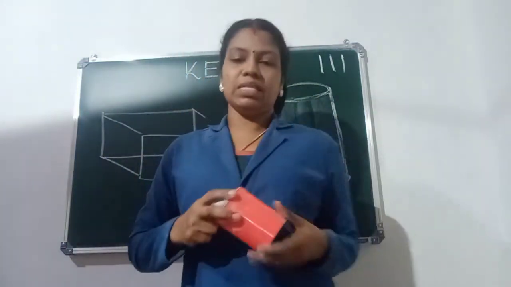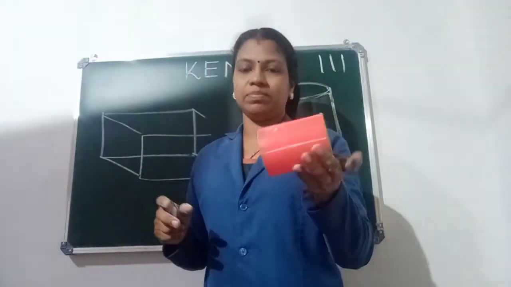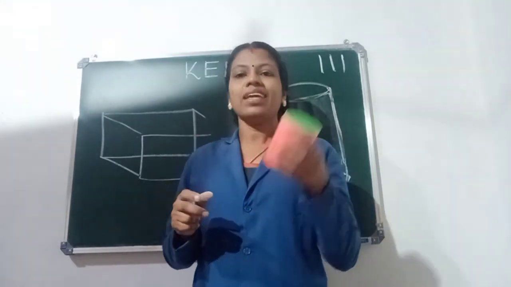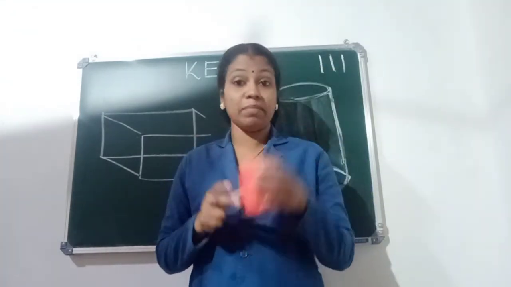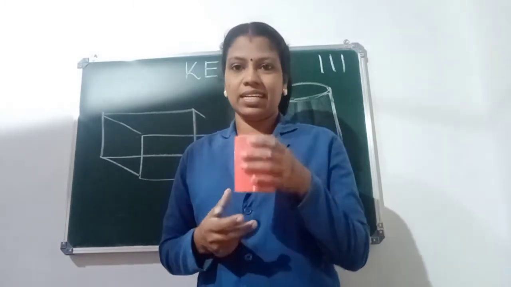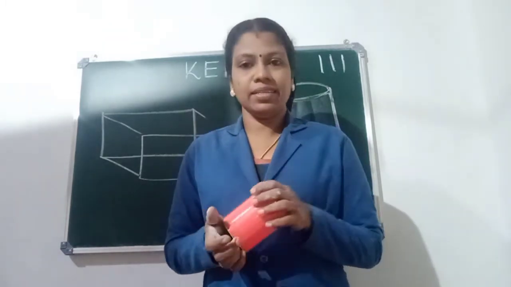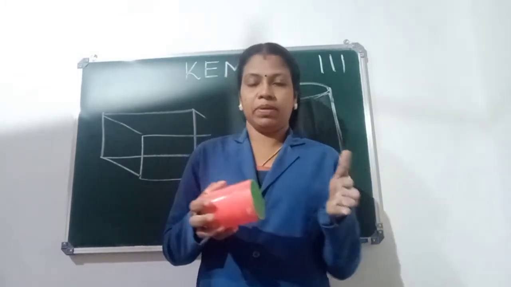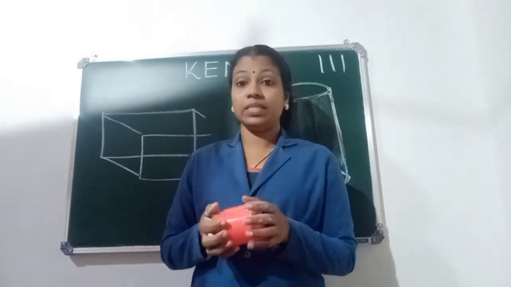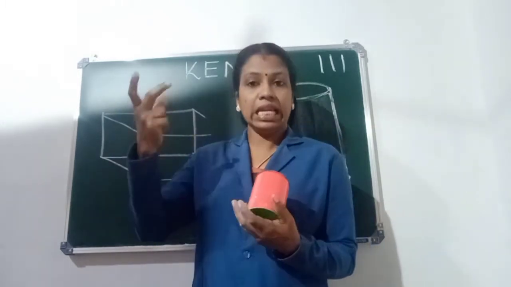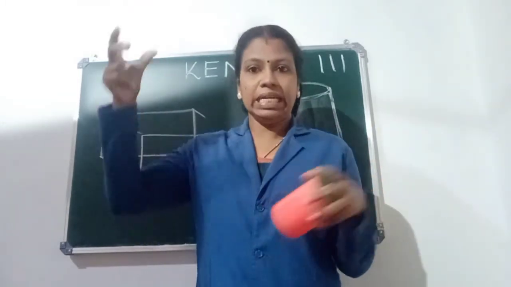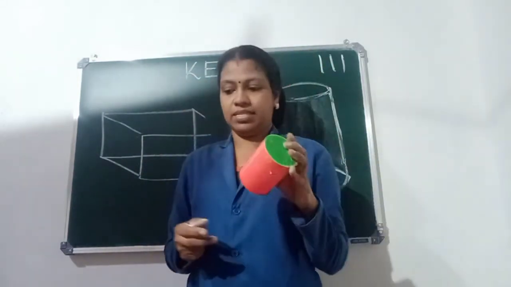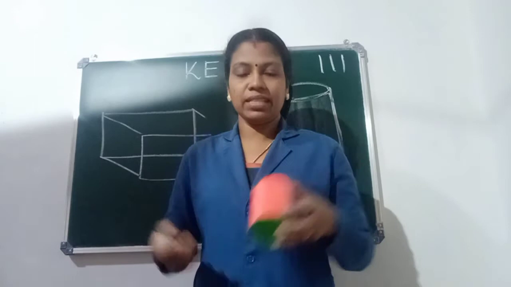Okay, then examples. Say some examples for this shape. Cylinder shape examples. Yes, some glasses are like this. Then a piece of pipe. Then some pillars. Pillars means, in buildings, you can see the pillars in this shape. That is pillars. Now, tell me other examples.